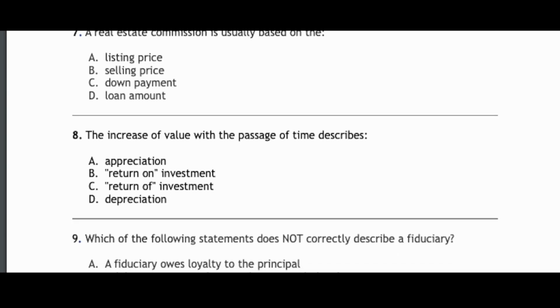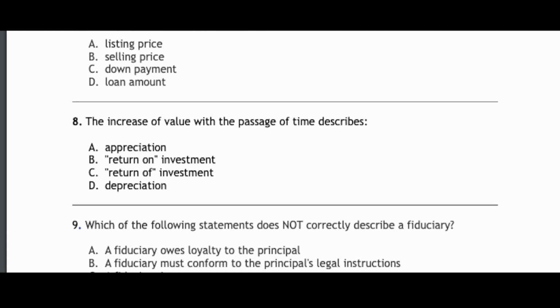The increase of value with the passage of time describes A, appreciation, B, return on investment, C, return of investment, or D, depreciation. The answer is A, it's appreciation. Appreciation is a temporary or permanent increase in the worth or value of property due to economic causes. Appreciation is the opposite of depreciation.